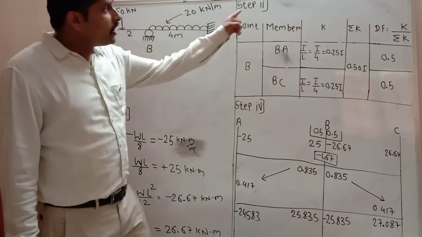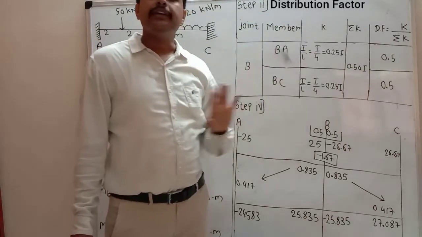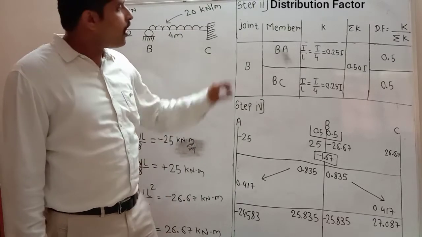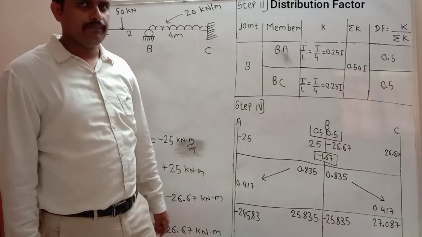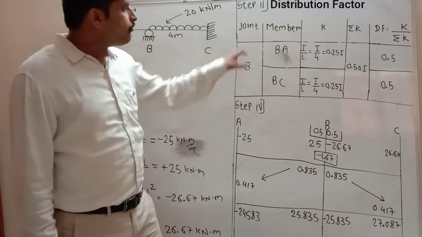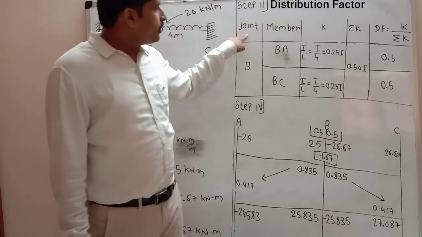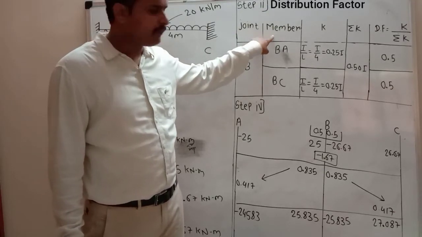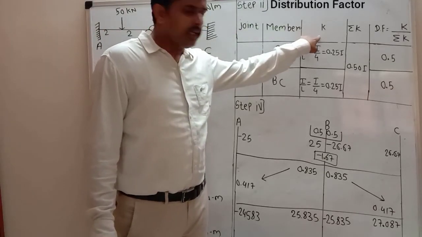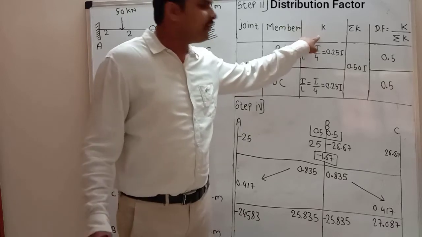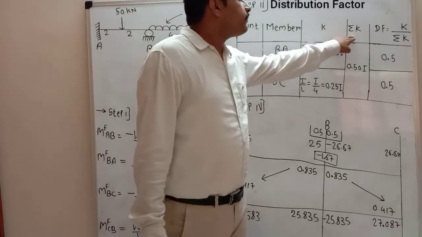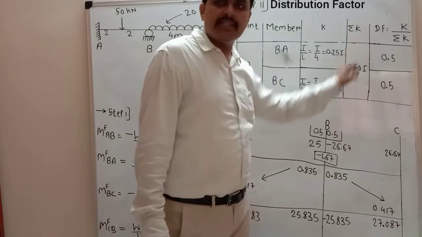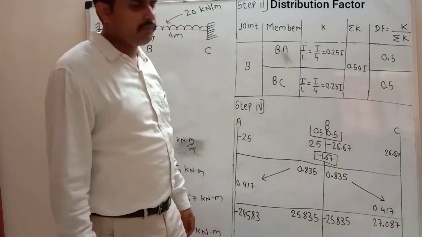Now step number 2, that is distribution factor. For that we have to make one table. The table consists of 5 columns. Column number 1 is joint. Column number 2 is member. Column number 3 is stiffness, or we can say stiffness factor. Then summation of stiffness, and last is distribution factor.